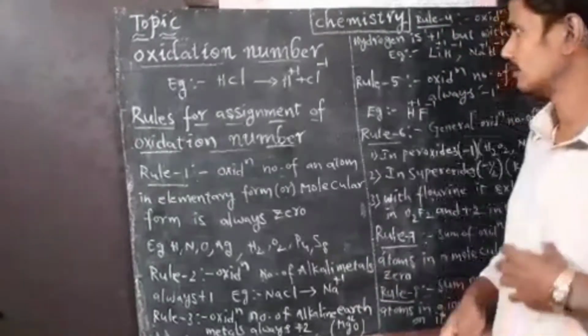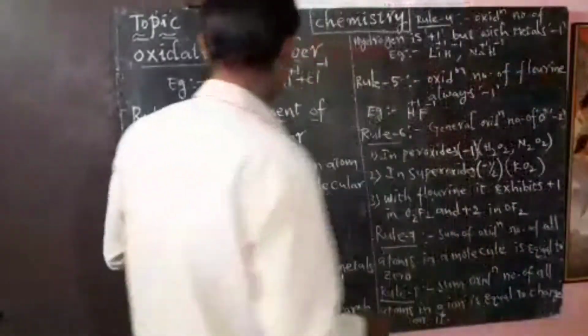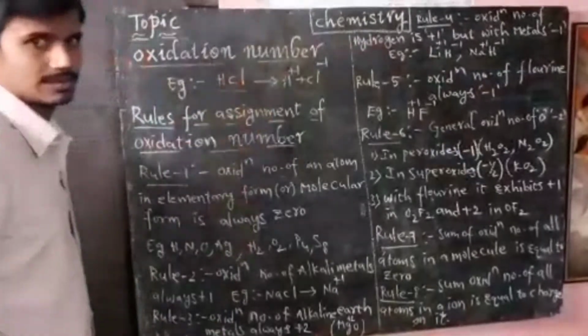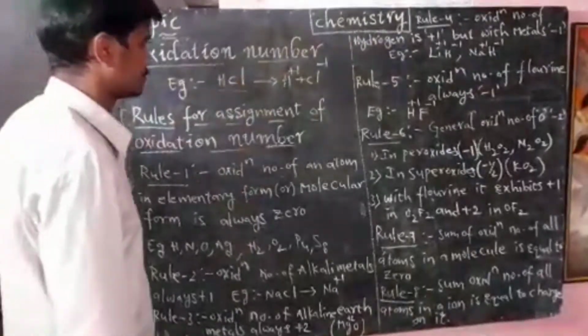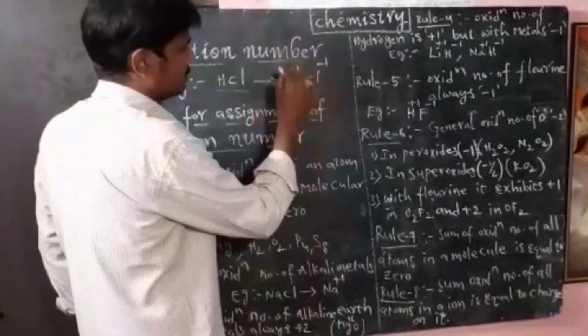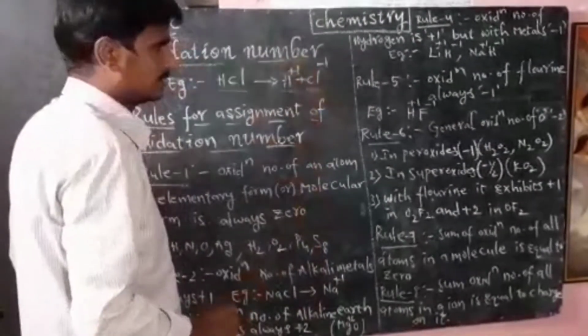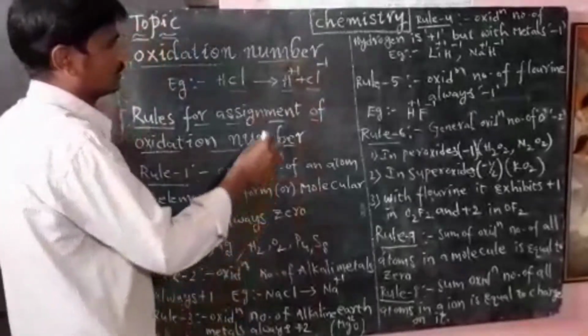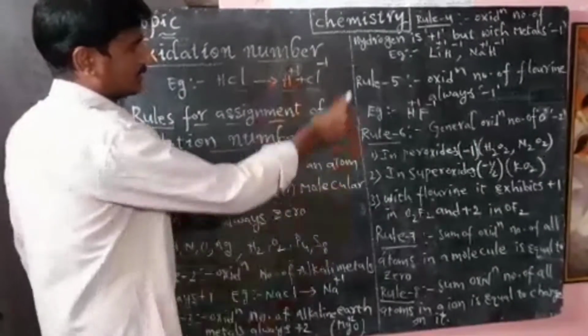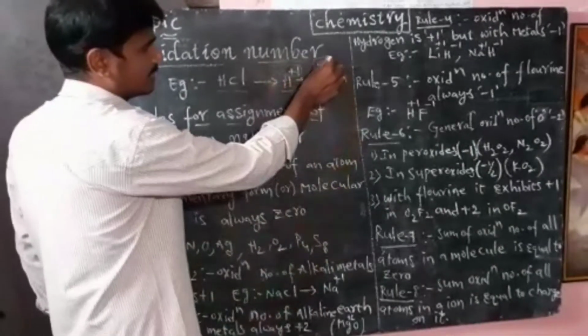For example, see here, hydrogen chloride. Here hydrogen and chlorine are ionized. The oxidation number of hydrogen is +1. The oxidation number of chlorine is -1.